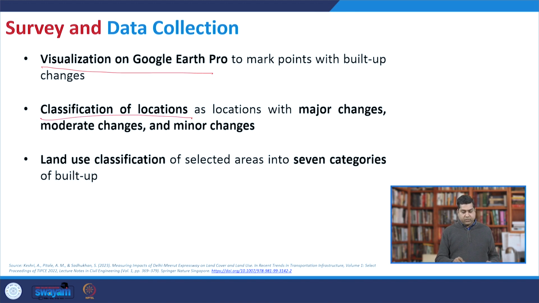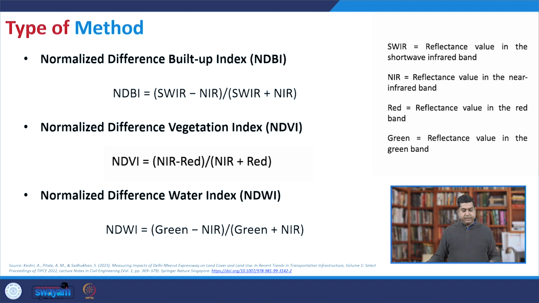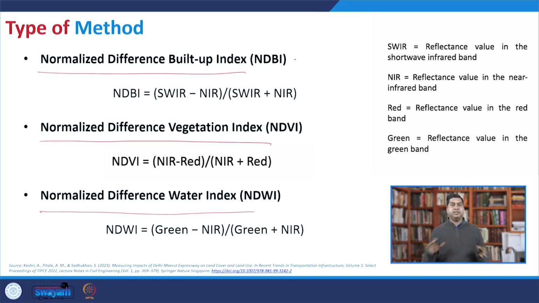Then the classification of locations as locations with major changes, moderate changes, and minor changes. So these are 3 categories that were defined. Land use classification of selected areas into 7 categories of built up that we have taken. Now, these are the 3 indices that we have used: the normalized difference built up index, the normalized difference vegetation index, and the normalized difference water index. The first one is to see the change in the built up, the second one is for the vegetation, and the third one is for the water bodies.